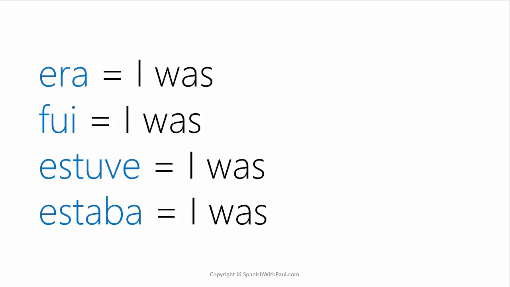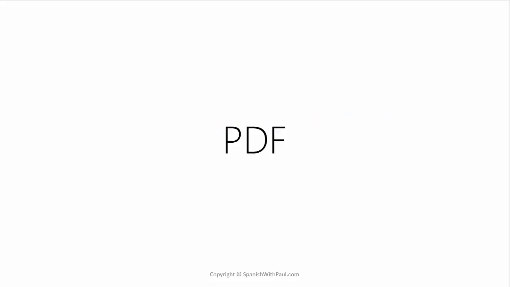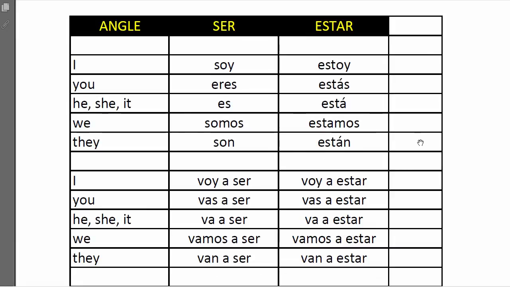So the real trick now is to learn a system for how to choose which was is correct for what you're saying, because they're not interchangeable. For what you're saying, one is right and the rest is wrong. So what we're really talking about is using ser and estar in the past. Now, to help you see this, I've prepared a little PDF, so let's go over there now and have a close look at that.